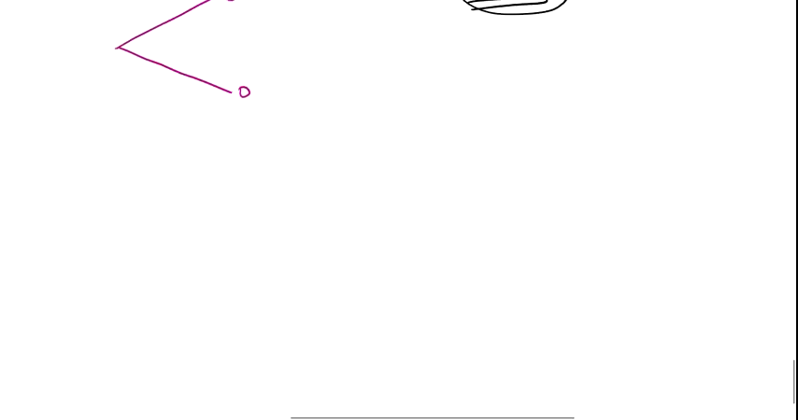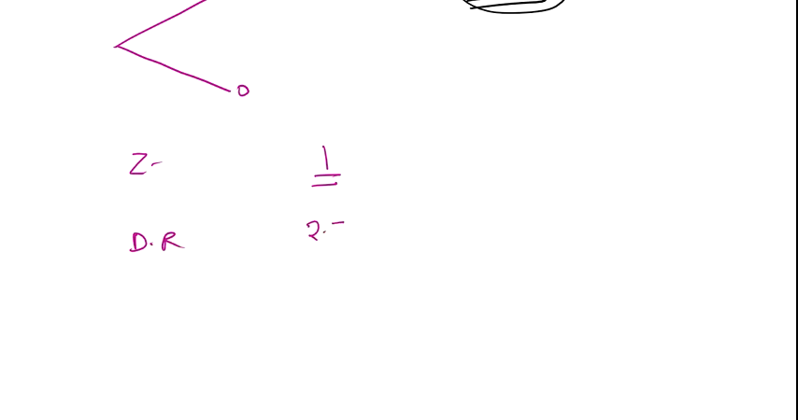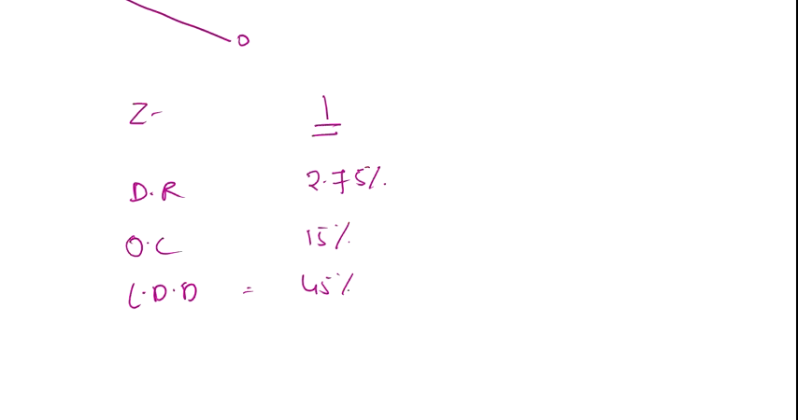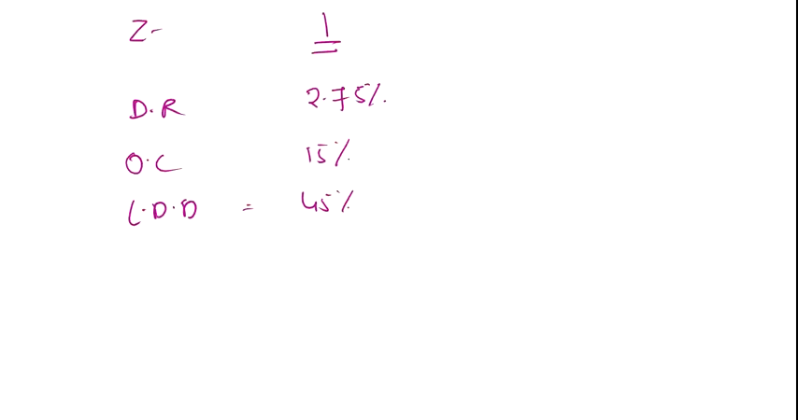Let's take one small question and then we will end this lecture. We need to calculate the Z cutoff point. The initial Z cutoff point is given as 1 and the default rate is given as 2.75%. Next, the opportunity cost is given as 15%, and the loss given default is given as 45%. So we need to calculate our new value.